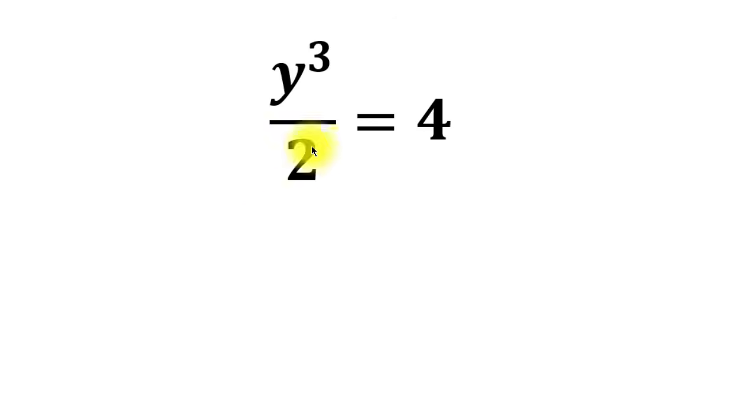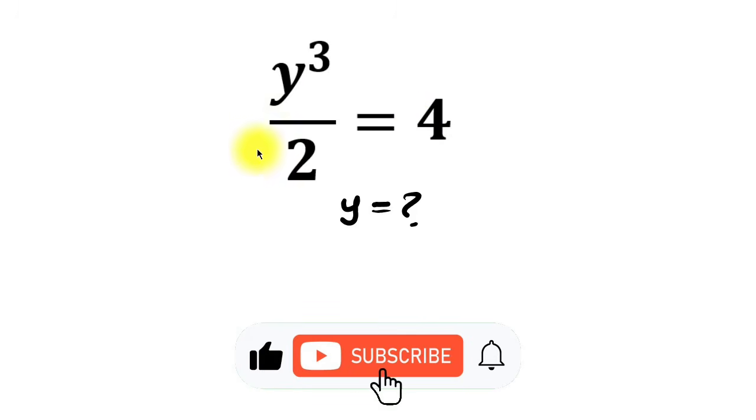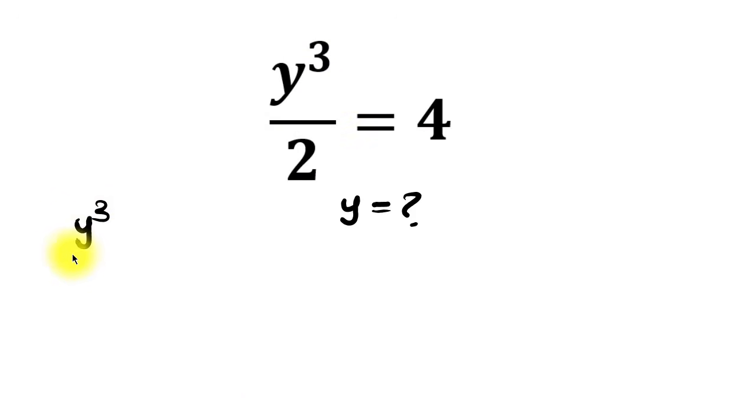98% of people are going to solve this wrong. Can you solve it? The question says, find the values of y given that y cubed all over 2 is equal to 4. Well, we notice that the left-hand side is a fraction written as y cubed all over 2.